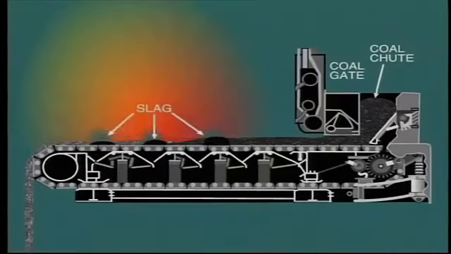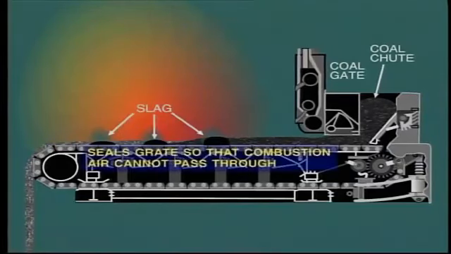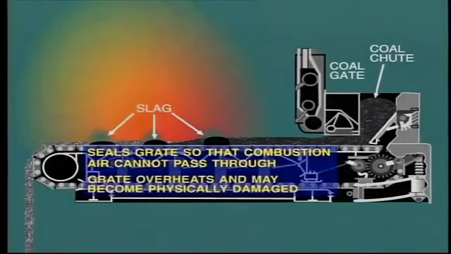Another serious problem is caused by slag forming on the grate. This is due to metallic elements in the ash becoming molten and sealing the grate so that combustion air cannot pass through. This means that the coal cannot receive air for combustion. More serious yet is the fact that the grate overheats and may well distort and become physically damaged. Like all boilers, the traveling grate requires careful control of operation.